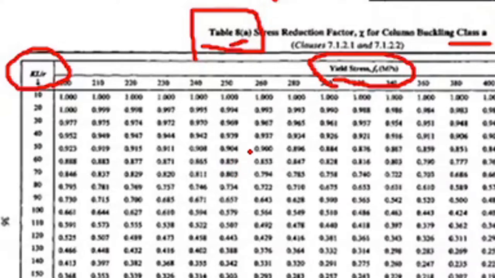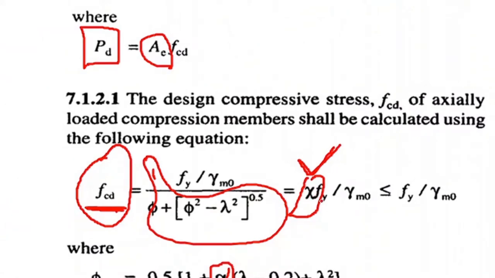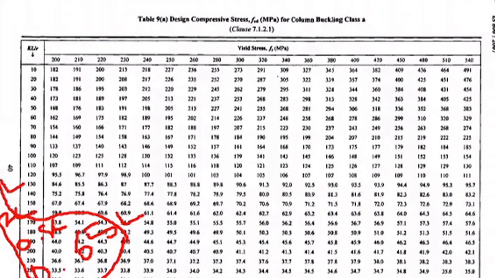Suppose the yield stress is, imagine, 250, and the effective slenderness ratio is 70, then your stress reduction factor is this value. Now, no need to calculate anything using the equation. You can make use of this table. You can find the stress reduction factor, then multiply with the yield stress, and divide by the partial safety factor to give the design compressive stress. You can calculate the stress reduction factor, and you can use this equation again to calculate the design compressive stress, or the design compressive stress also can be taken from the table.